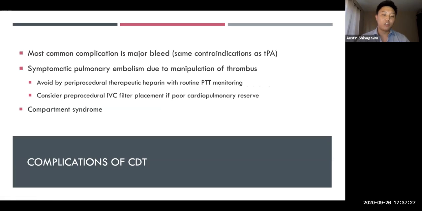So the most common complication of CDT is a major bleed, and that's why it has the same contraindications as TPA. You can also get a symptomatic pulmonary embolism just due to manipulation of the thrombus when you're sticking wires and catheters through it. You can avoid symptomatic PE by periprocedural therapeutic heparin, and then you monitor them routinely with a PTT or an ACT. You can also consider a pre-procedural IVC filter placement if they're at high risk and they have poor cardiopulmonary reserve. That means if they did have a PE, it could be catastrophic, and those are the patients in whom you might want to consider an IVC filter. You can also get compartment syndrome if they have something like phlegmasia, where there's already some tissue death, but this is rarer.